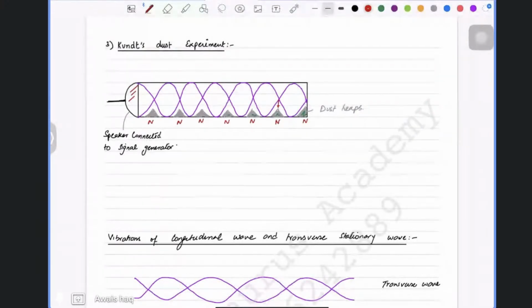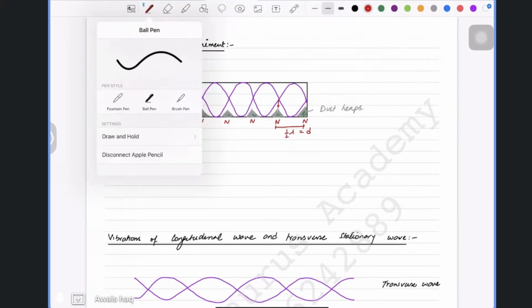So every time a heap forms, between one heap and another heap, we can see that it is going to be half lambda. And if the frequency of the speaker is f, we can simply use the distance from node to node or heap to heap to find the lambda. We can use the frequency of the generator, and then the speed of sound can be found. So I'm going to write this down.